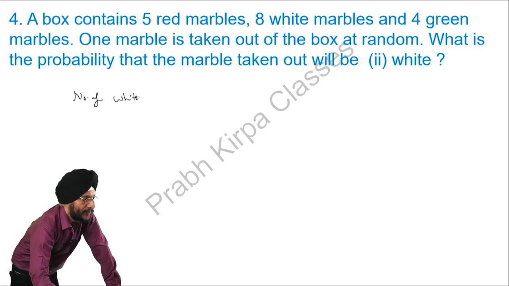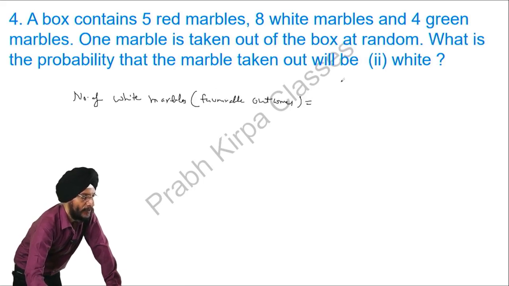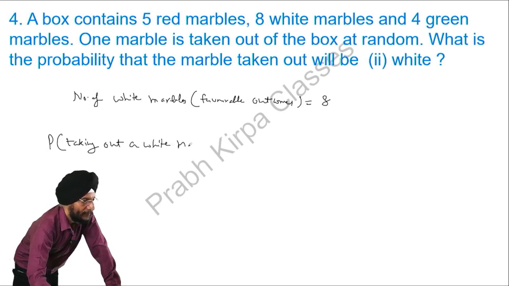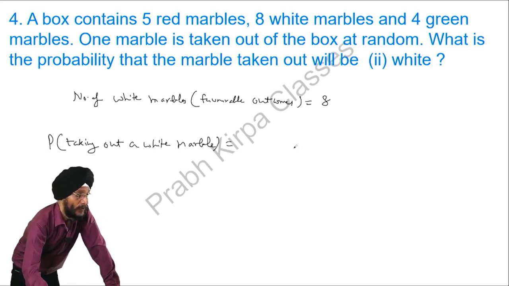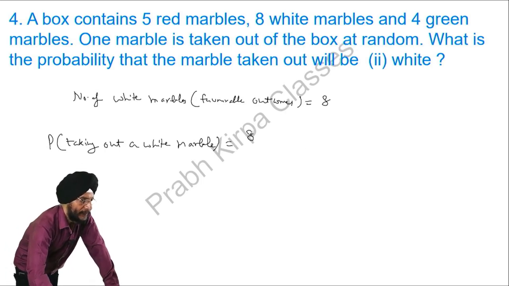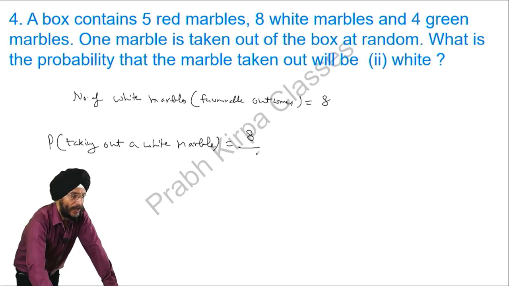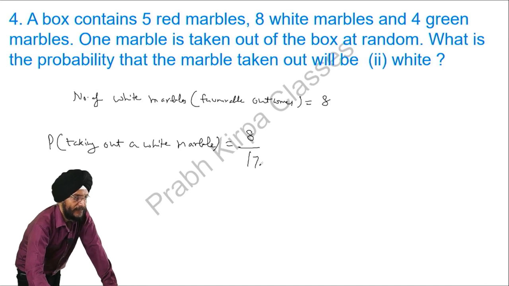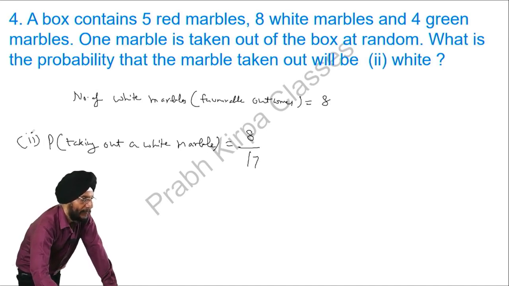Number of white marbles, the favorable outcomes, is equal to 8. Probability of taking out a white marble is equal to number of white marbles, which is 8. It will be divided by the total number of marbles. Total number of marbles we have already calculated, 5 plus 8 plus 4, it is 17. So this is the second part of the question which we have done.